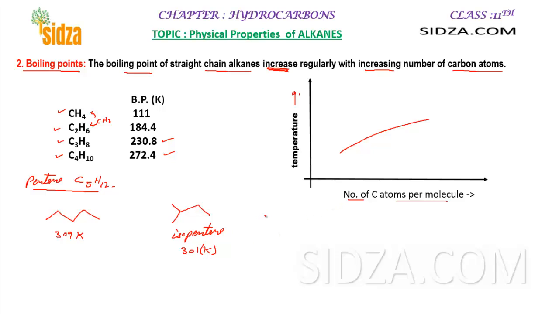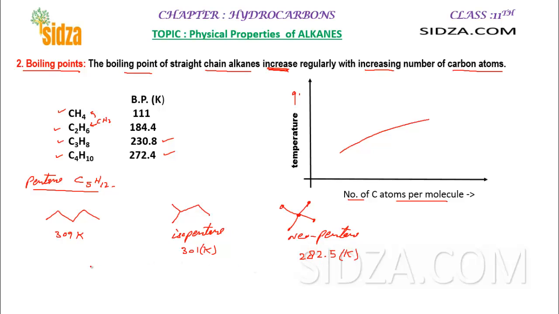And if you take neopentane, it is like this. In the center there is 1 carbon and there are 4 methyl groups around it. So this is called neopentane, and the boiling point here is 282.5 kelvins.